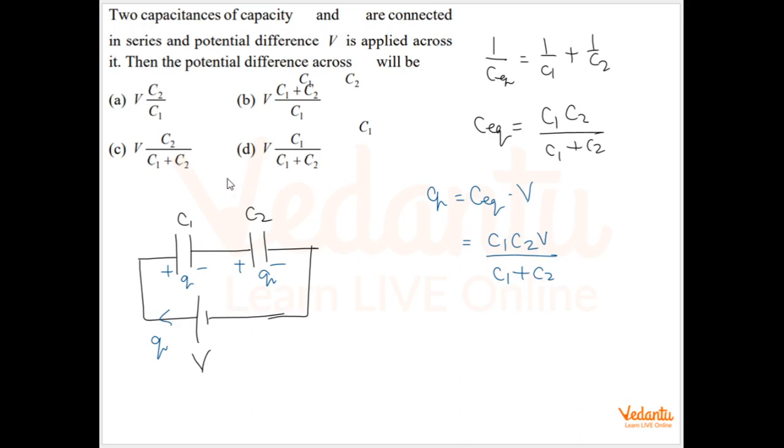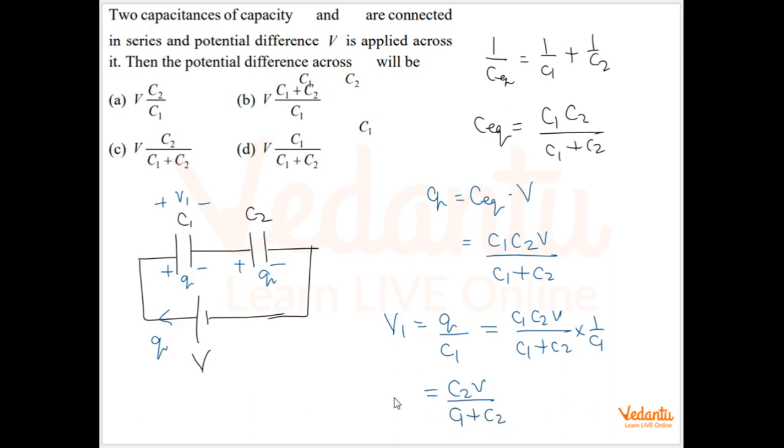Now, bacha log, what we also want to calculate is the potential difference V1. Now what will be V1, my dear bacha log? That will just be charge divided by capacitance C1, Q by C1. That will be nothing but C1 C2 V upon C1 plus C2 into 1 by C1. C1 will get cancelled out. It will be C2 V upon C1 plus C2. Okay, so that will be, my dear bacha log, option C. Option C will be the correct answer.